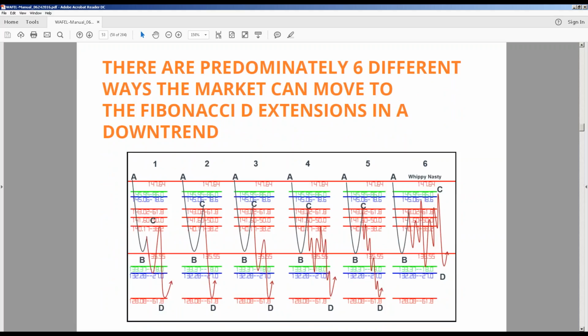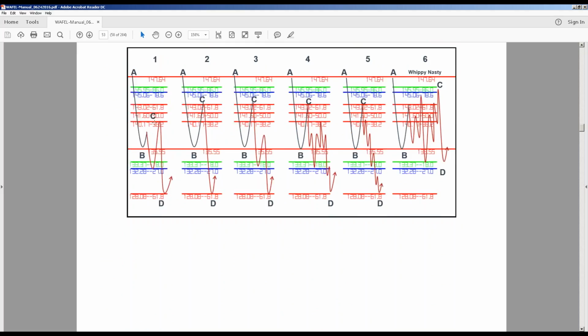There are predominantly 6 different ways the market can move to the Fibonacci D extension in a downtrend. So there we have the market retracing to the C from the 382, move all the way to the D extension. But before that, we had a super shallow retracement and the market bounced against the 127 extension, came down eventually for a deeper retracement before the market moved to the D.